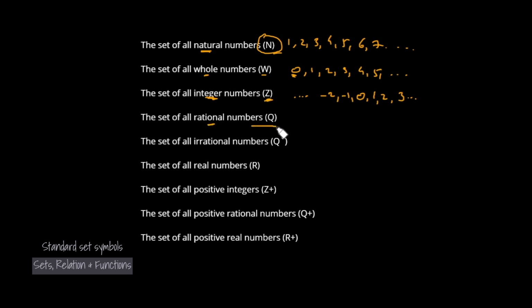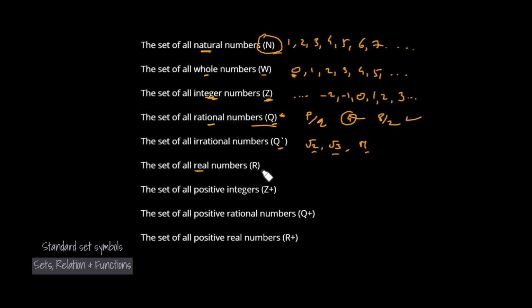Now the rational numbers are the numbers which can be represented in the form p by q. For example, 4 can be represented as 8 by 2, so it is a rational number. Rational numbers are represented by the capital Q symbol. Irrational numbers cannot be represented in p by q form, such as square root of 2, square root of 3, and the value of pi, which is the circumference divided by the diameter of the circle. The set of these numbers is represented by Q dash.